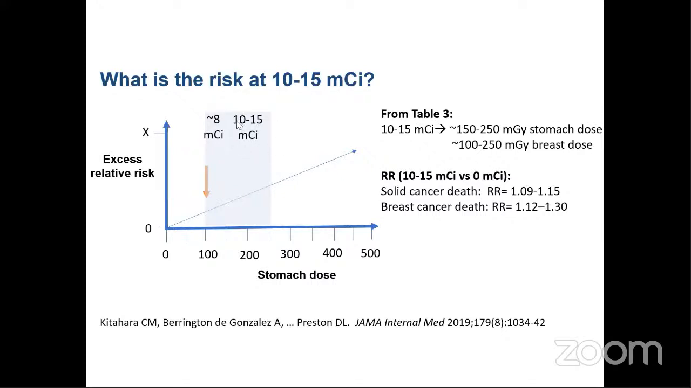So it's recommended to use between 10 and 15 millicuries for patients with Graves' disease now, which corresponds to 150 to 250 milligray stomach dose and about 100 to 250 milligray breast dose. You can see there's a range around those estimates. And then that corresponds to, if we really want to estimate the relative risk for treatment, yes or no, based on today's recommended ranges of administered activity, the relative risk would be between 9 and 15% for solid cancer and 12 to 30% for breast cancer. So still, these are fairly modest risks that we're talking about.